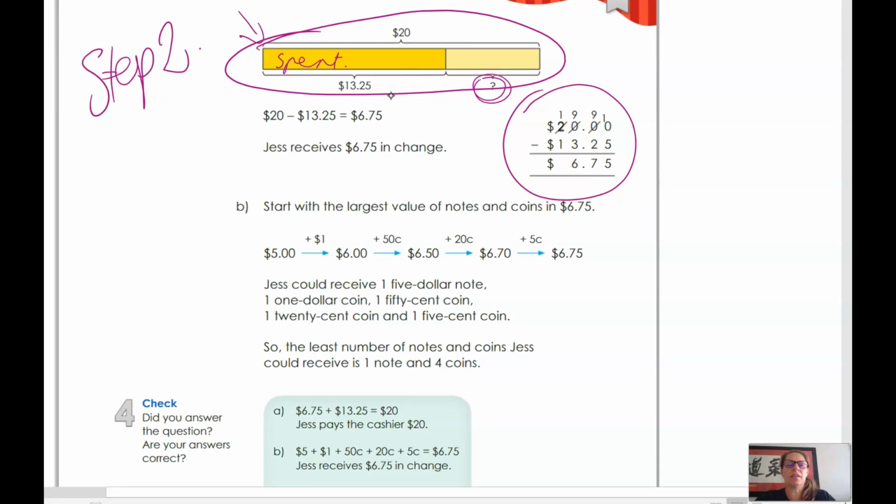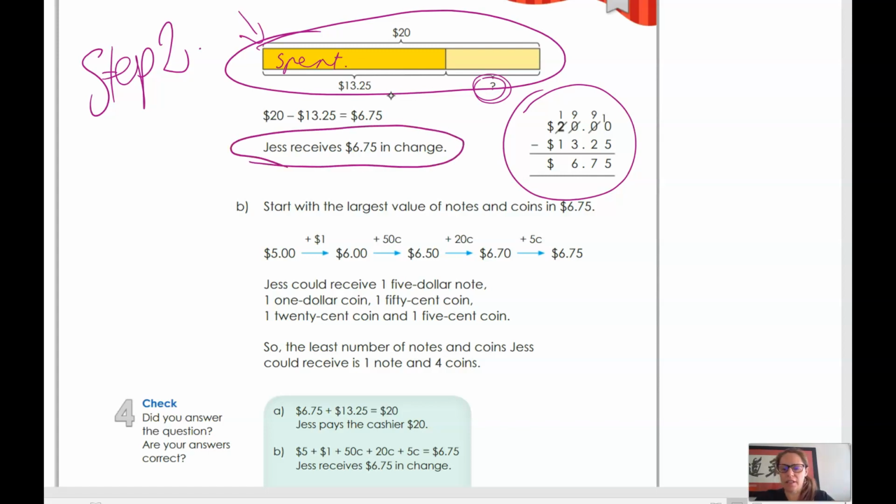So they say here to find the answer of B. So the answer for A is $6.75, is the change that Jess received from the $20 note. And B, it says start with the largest value of notes and coins in $6.75. So we have $5 and a $1, and that equals 6. Then we have 50 cents and 20 cents and 5 cents, which equals the 75. So here they've written it. Jess could receive one $5 note, $1 coin, one 50-cent coin, one 20-cent coin, and one 5-cent coin.